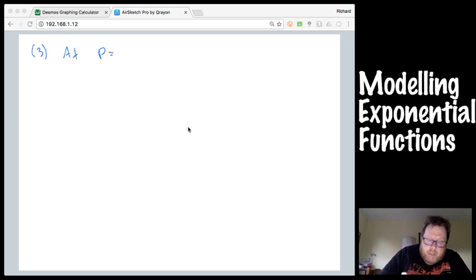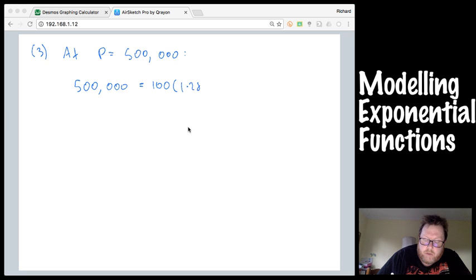This is a population this time, isn't it? So the population is 500,000, and we don't know the time. So we start off by filling in the bits we do know. 500,000 is equal to 100 times 1.285 to the power of t. And then we basically need to get t by itself, and we can use a bit of logarithms for this.